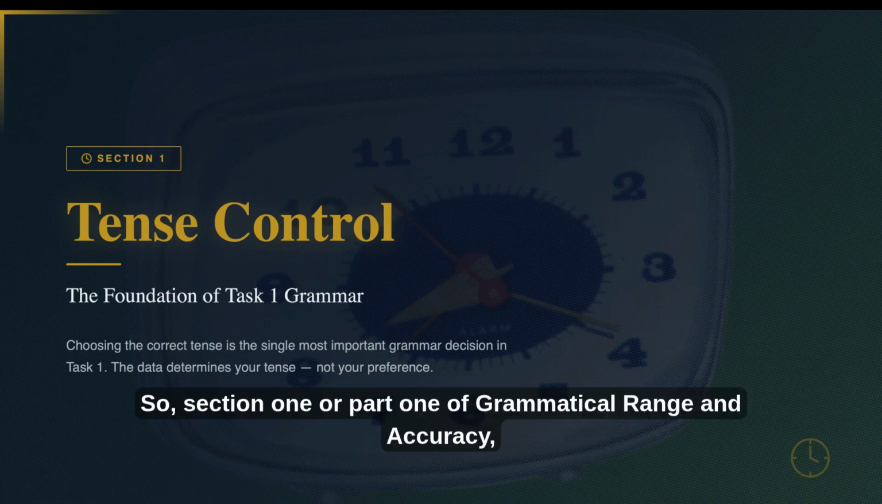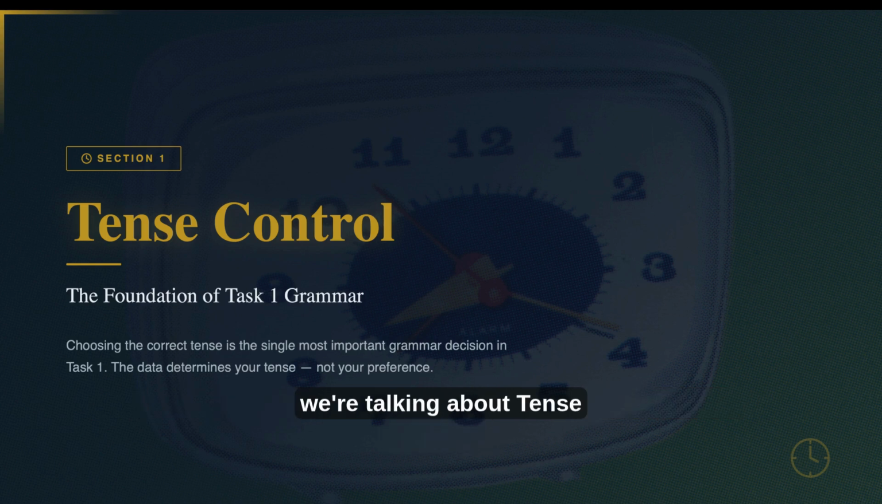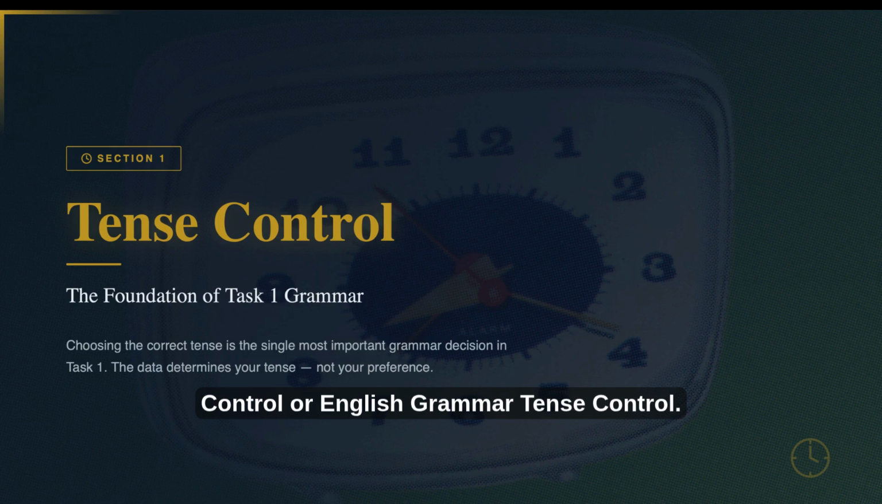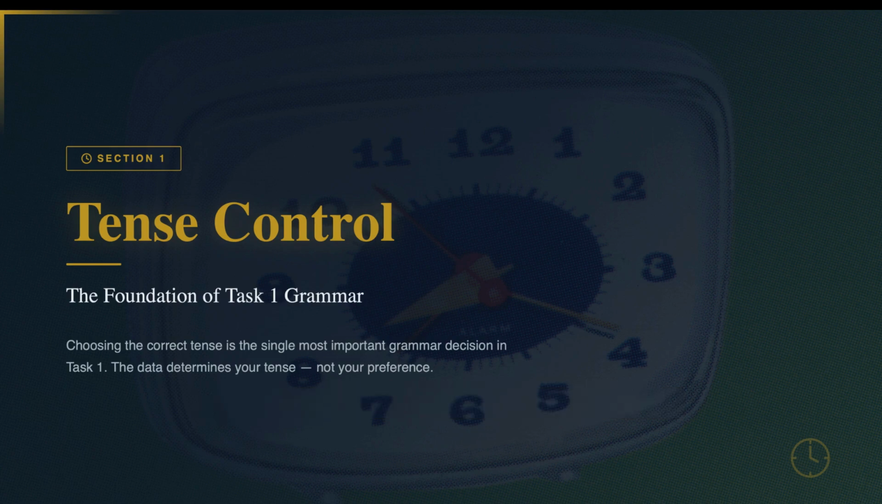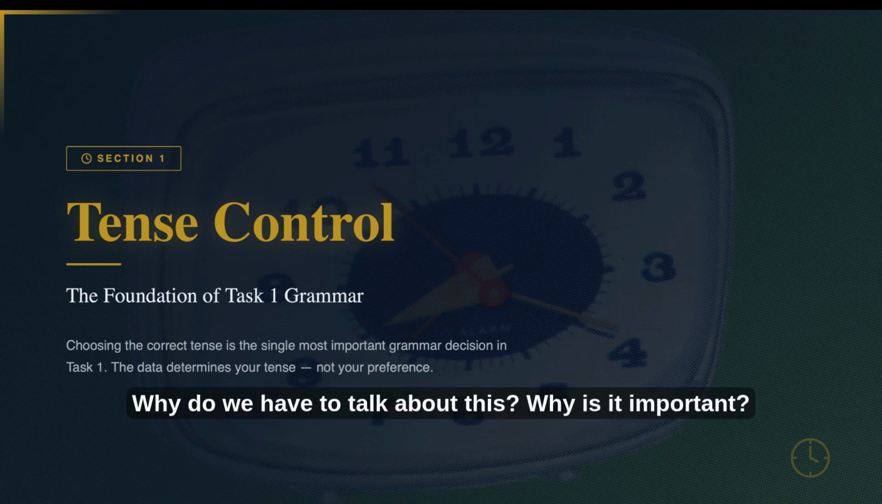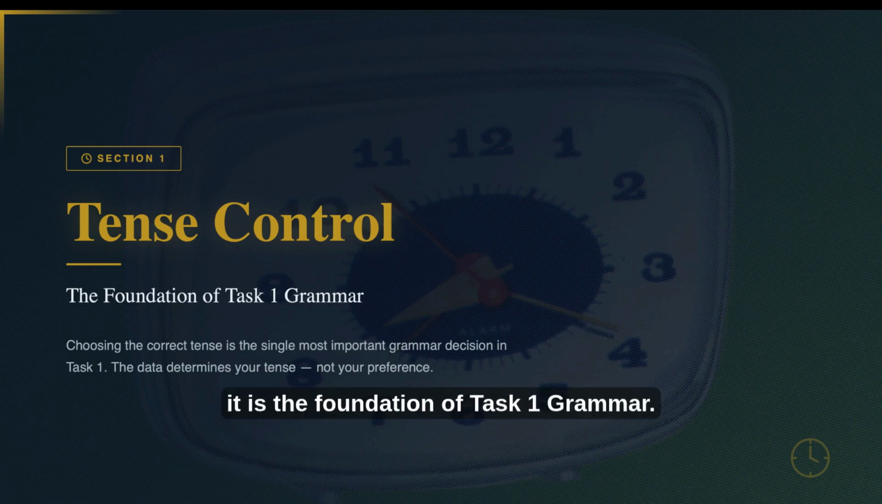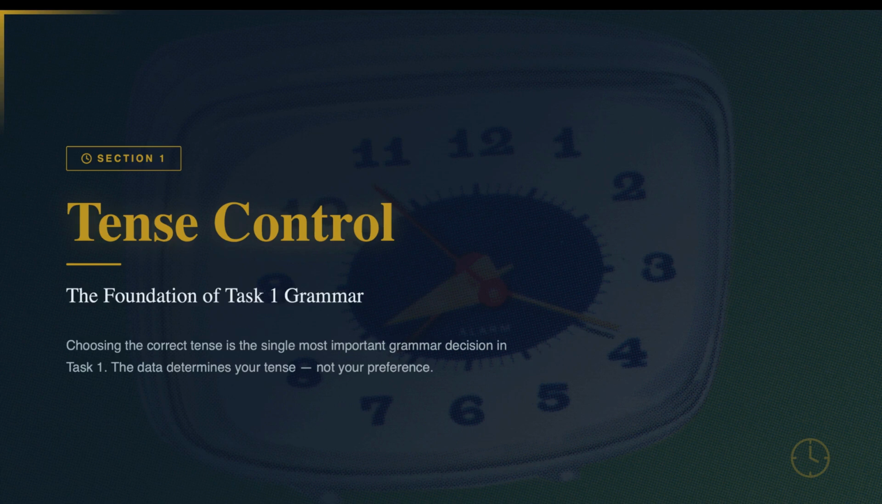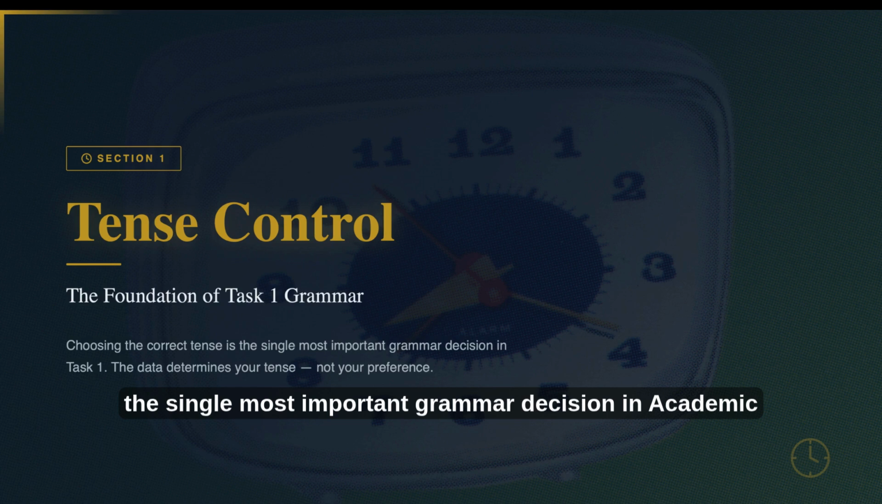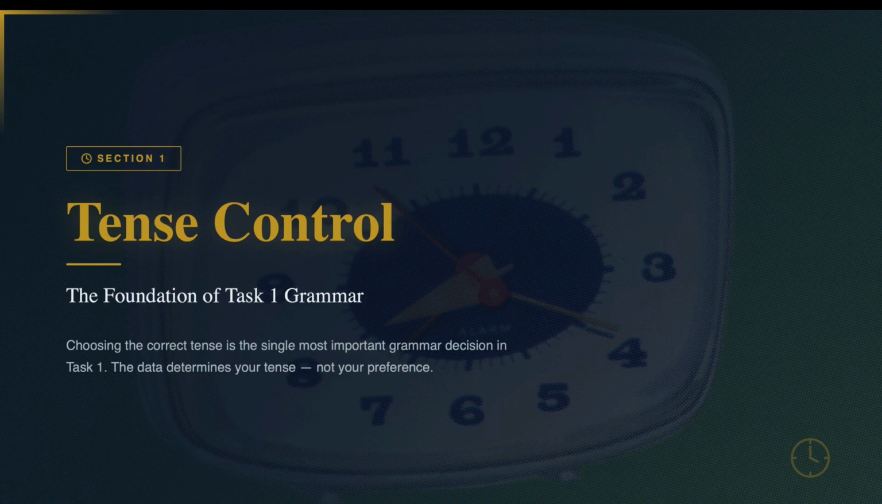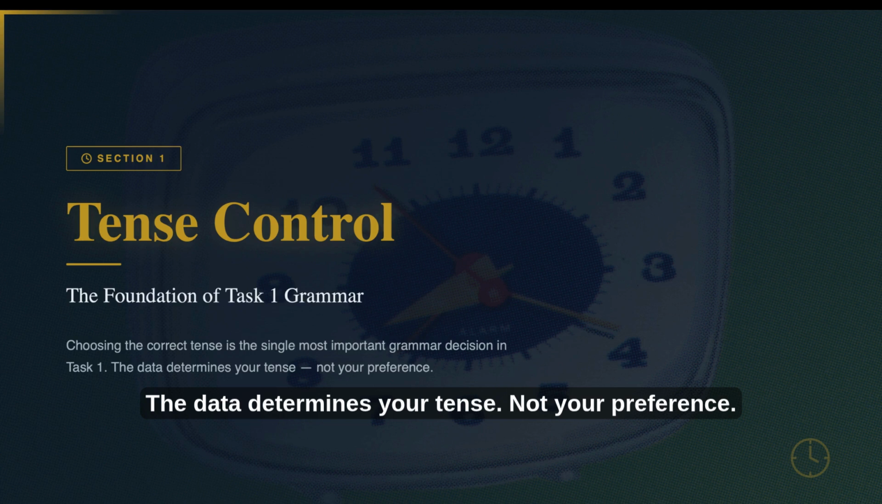So, section one or part one of grammatical range and accuracy, we're talking about tense control, or English grammar tense control. Why do we have to talk about this? Why is it important? Well, because it is the foundation of task 1 grammar. And choosing the correct tense is the single most important grammar decision in academic IELTS writing task 1. The data determines your tense, not your preference.